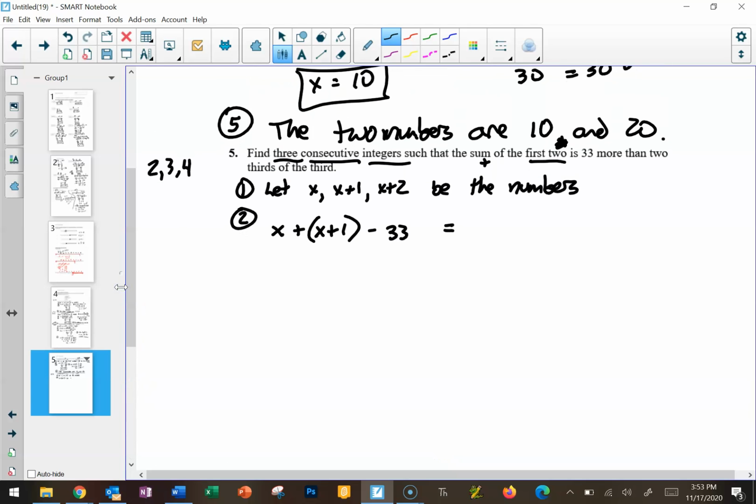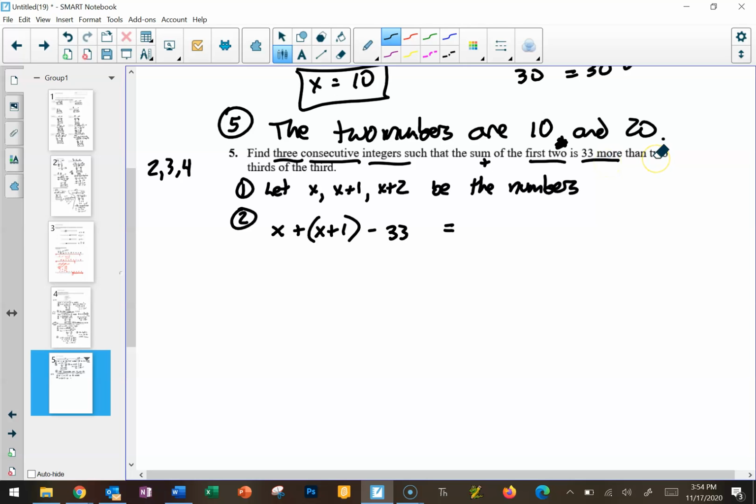Okay, so if the sum of the first two, so that would be this part, is 33 more, so if I take that sum and I subtract that 33, it should be equal to whatever's on the other side of the equation, right? So I could have added 33 to this side if I wanted to, or you can subtract it from this side. It doesn't matter. It does the same thing, right? Either you add 33 to one side or you subtract 33 from the other. So it doesn't matter which side you wanted to put that on. I just chose to put it over here. So I took care of up to the 33 more part.